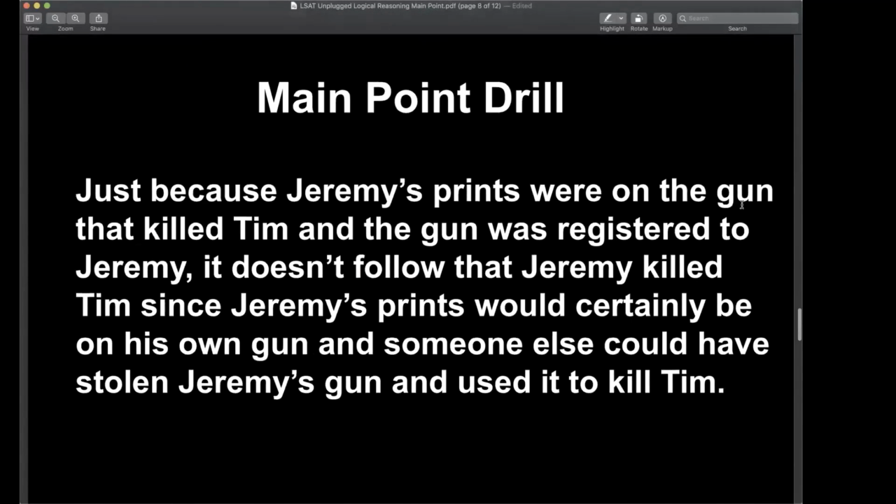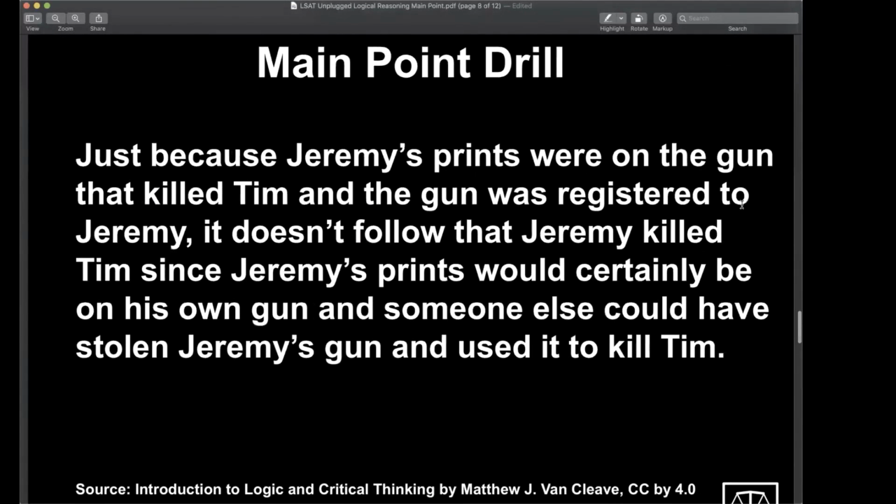Let's go to the next one here. Again, this one I'm going to call main point, even though main point, main conclusion, pretty much the same thing. I wouldn't say there's any significant difference between the two, really. So I'll read it and we'll talk about it.